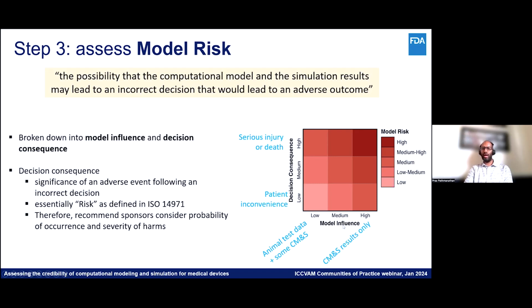But this is weighted by the model influence, which is how much we are going to rely on the model compared to other information. So if we're relying entirely on the model, the influence is considered high, but if we're using the model together to supplement some animal test data or bench data or clinical data, the influence could be low. So the two as a combination are used to evaluate the overall decision consequence.